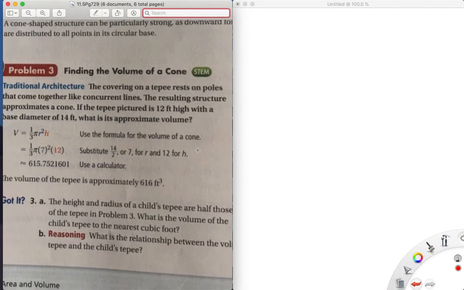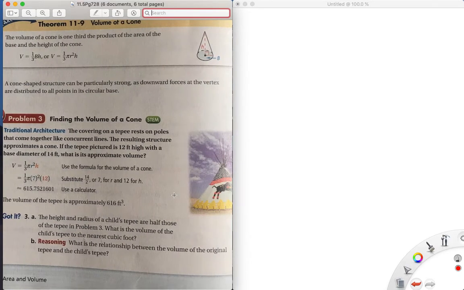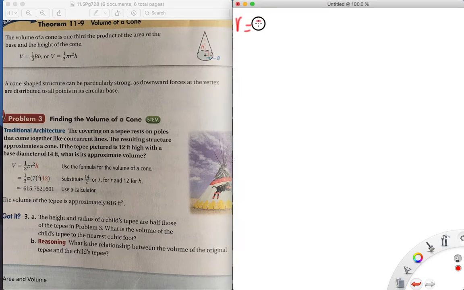So here for 3a, they say the height and radius of a child TP are half of those of the TP in problem 3. So if the height was 12, then it would be 6. If the radius was 7, then it would be 3.5. So we have radius equals 3.5, height equals 6.